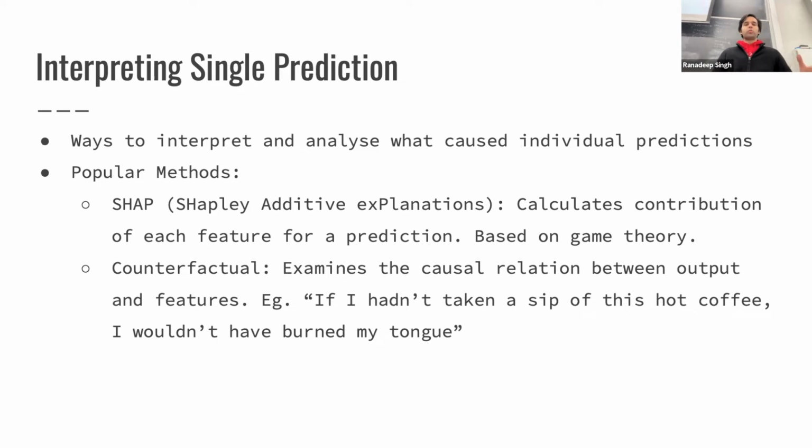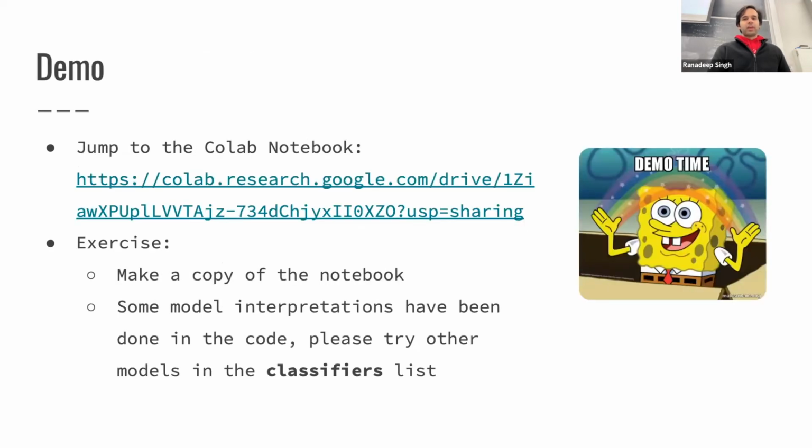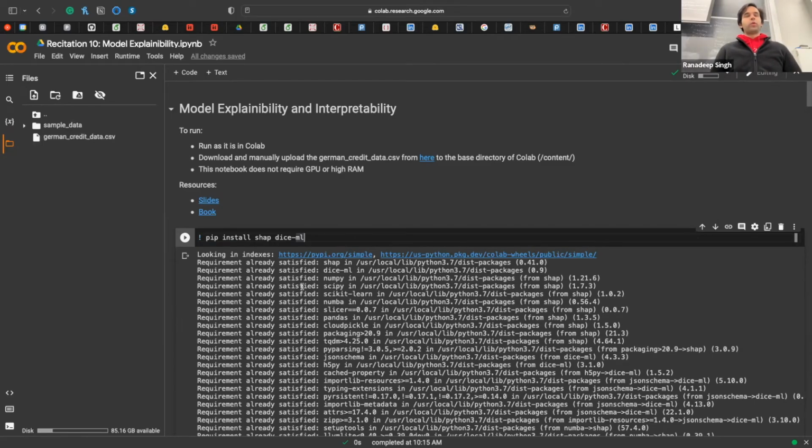So with counterfactual, what you do is you try different permutations of the inputs to see which one of them flipping would actually change your output. So again, we'll see this in the demo, and it's actually demo time. I think we can go over the code then.